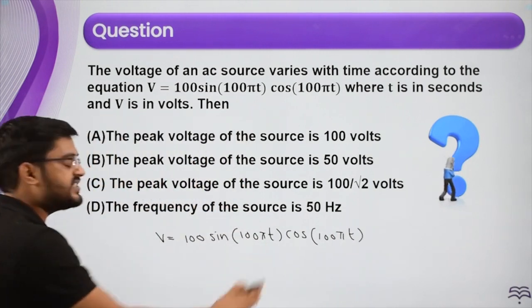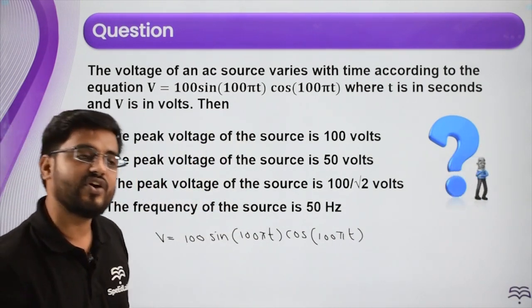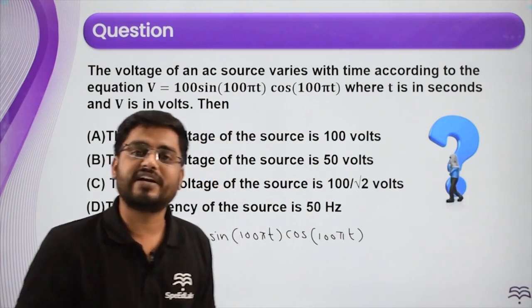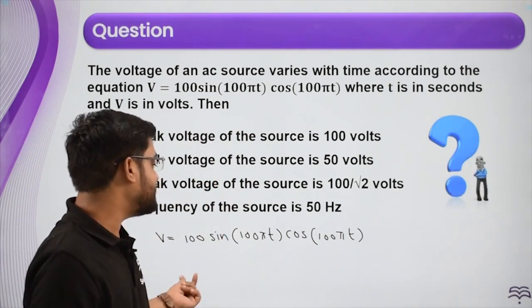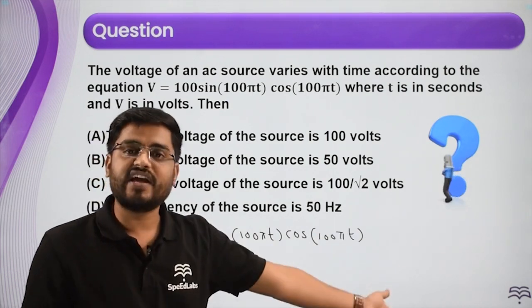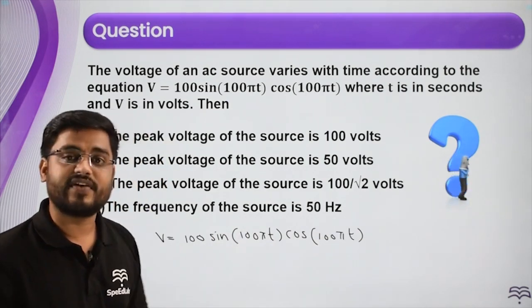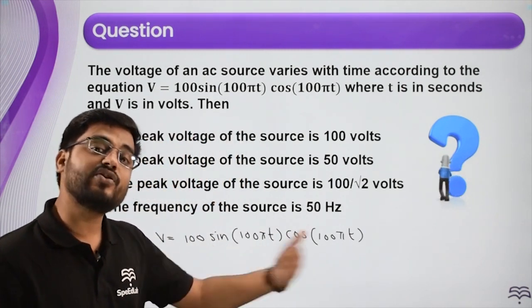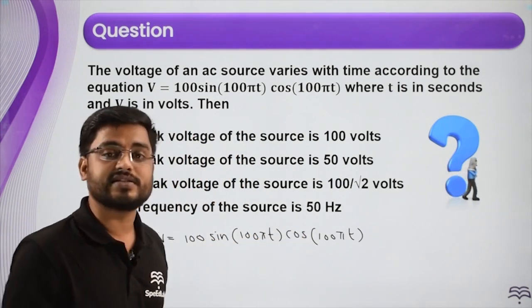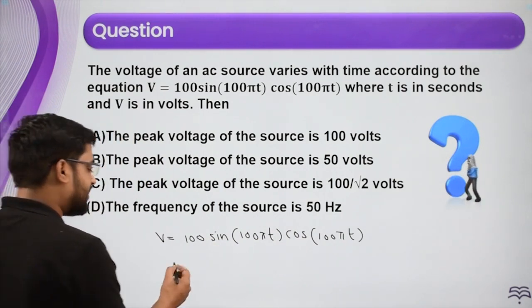First thing is, if you see this voltage equation, it is not written in traditional format. Traditional format is basically V naught or V maximum sin(omega t plus phi), or V naught cos(omega t plus phi). Sine and cosine can be converted into each other, but it has to be a sine or cos. This is a product of sine into cos. So what I am going to do is convert this.